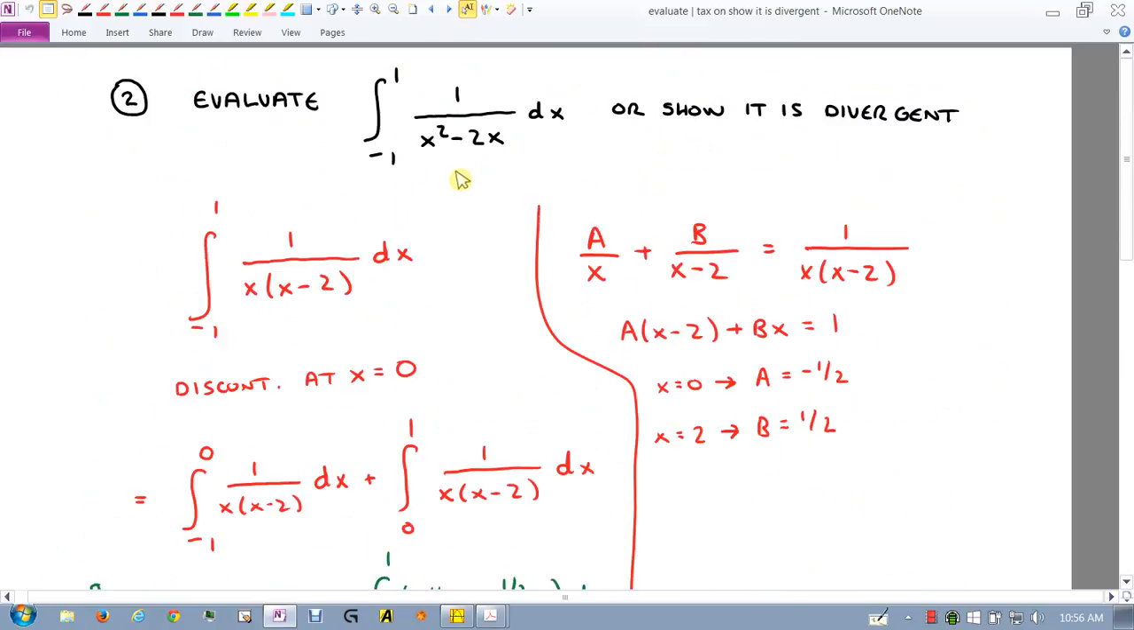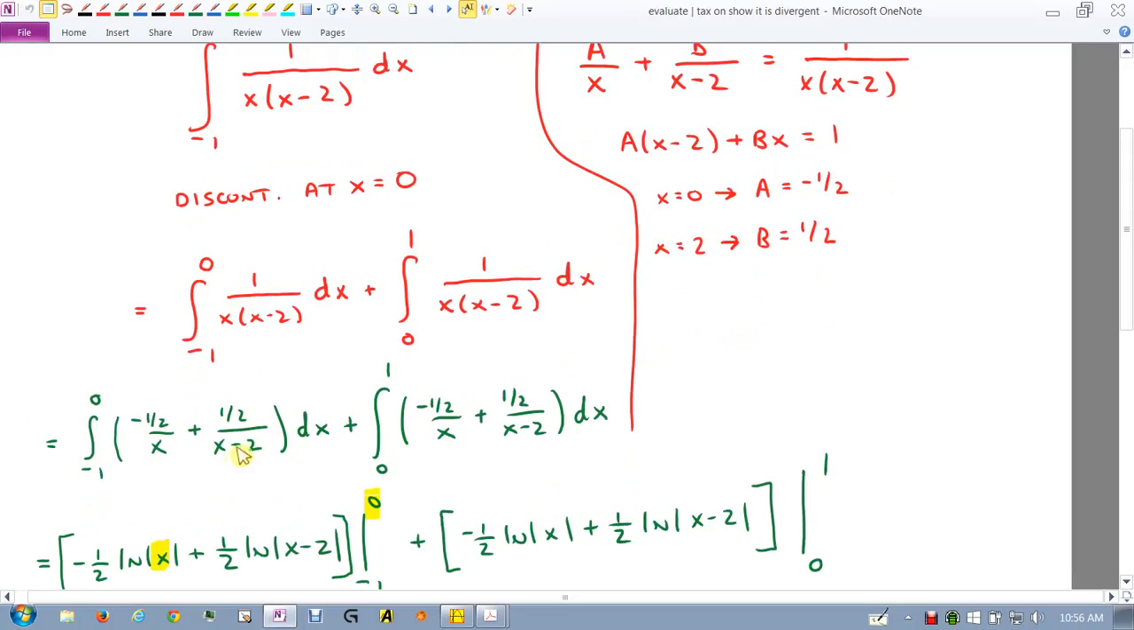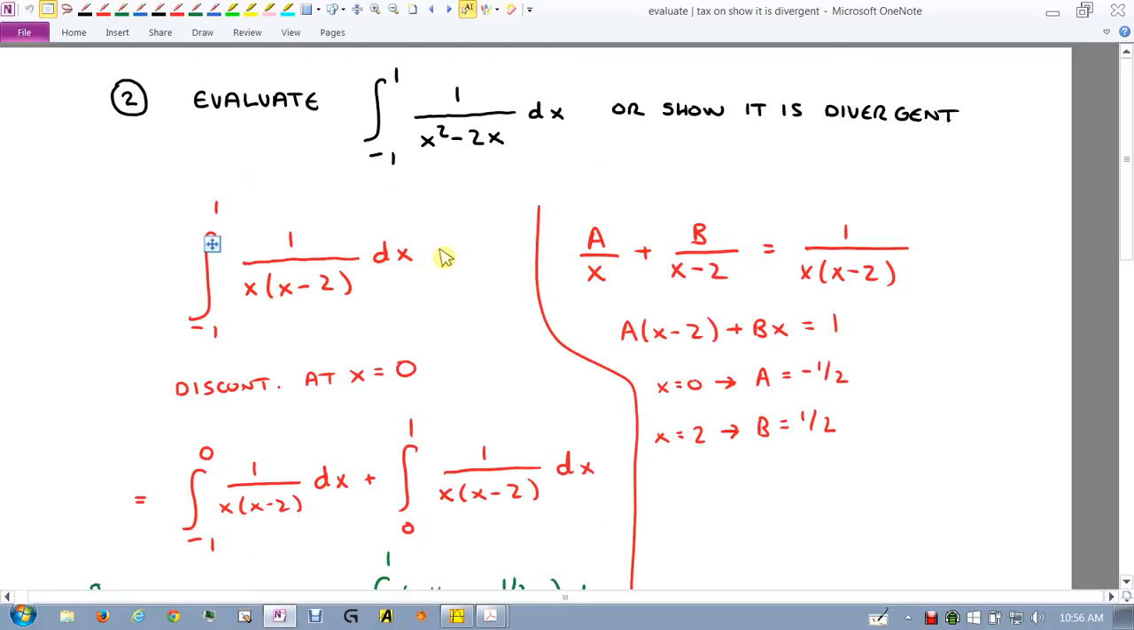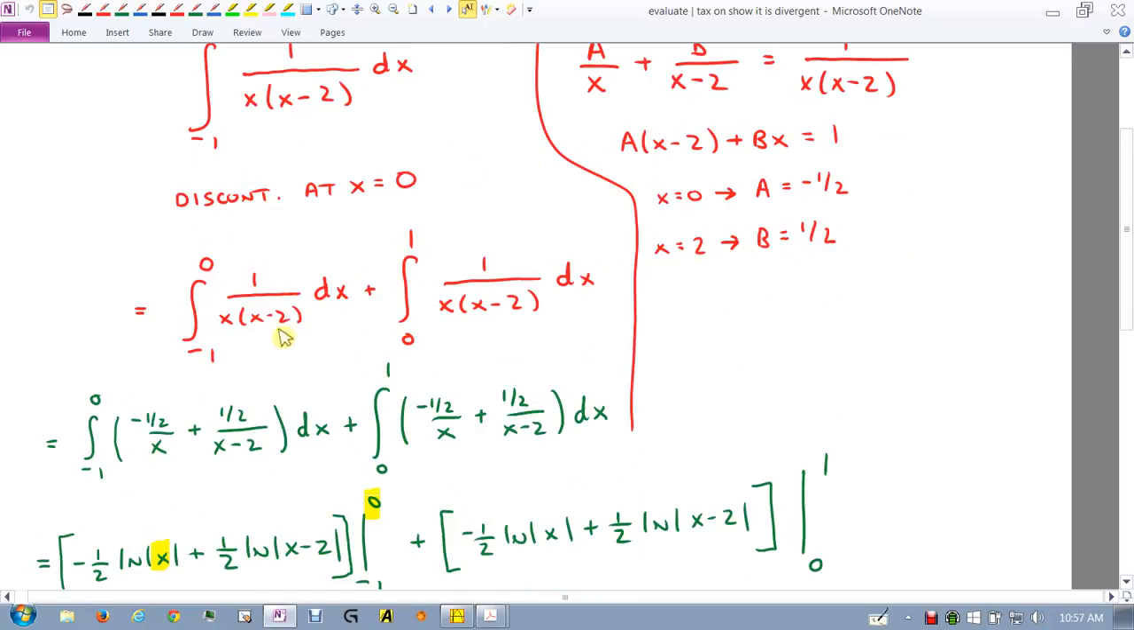The next one, to do this one, you would have to do partial fractions. It's a pretty straightforward partial fractions, and then find your antiderivative. Also, sorry, I should have pointed out that on the interval -1 to 1, this function is discontinuous at 0. It has a discontinuity, because if you plug in 0, you get division by 0. That means you have to break this integral up into 2 pieces: -1 to 0 and then 0 to 1. And then work it out.